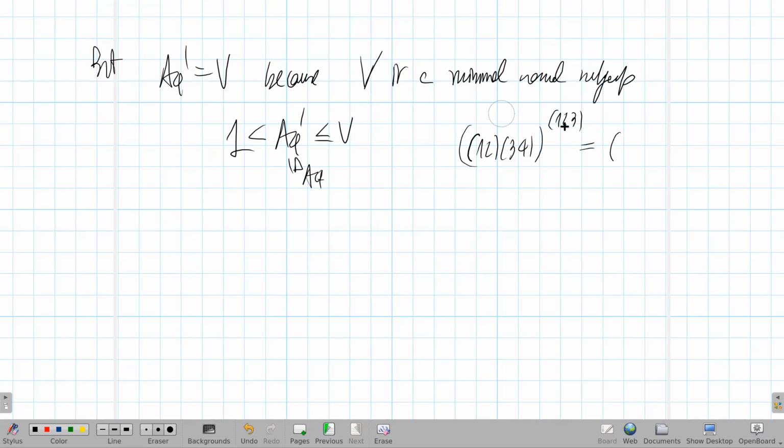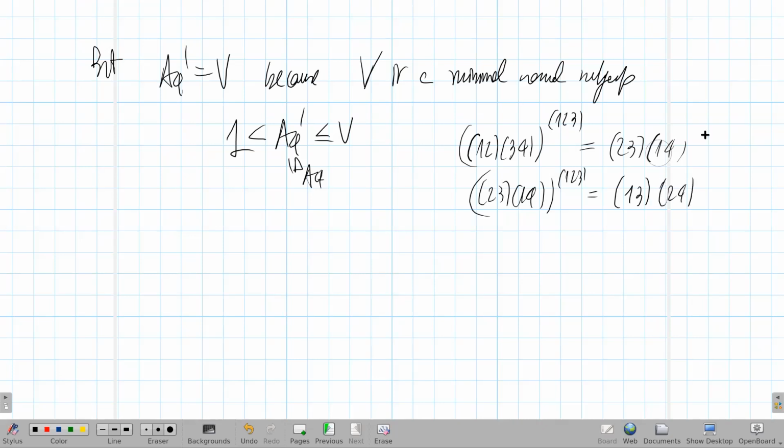Well, 1 goes to 2 and 2 goes to 3. So (1 2) goes to (2 3). And then you see immediately the (3 4) goes to (4 1), sorry, (1 4), because 3 goes to 1 and so on. And then if you do (2 3) and (1 4), and you conjugate again with (1 2 3), what do you find? (2 3) goes in (3 1), let's say (1 3), and (1 4) goes in (2 4).